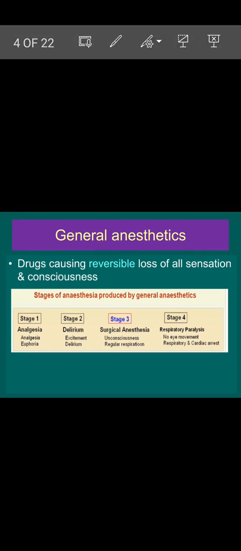Then the surgical anesthesia stage, which is stage 3 anesthesia. During that time the patient will be unconscious but the patient has regular respiration. Then the next stage, that is the respiratory paralysis stage, where the patient will not have any eye movement, and respiratory and cardiac arrest will be possible during this stage.